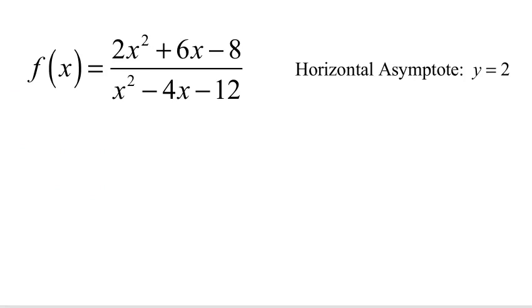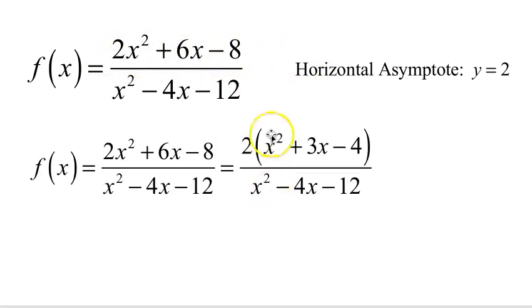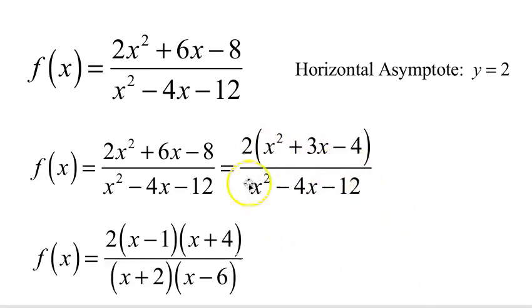Now, any more analysis is going to require me to factor. And you'll notice there's a common factor of 2 in the numerator. If I extract 2 from each of those three pieces, I will get 2 times x squared plus 3x minus 4. And that can be factored as well as the x squared minus 4x minus 12 can be factored. So what do we get there? x minus 1 times x plus 4 to give me x squared plus 3x minus 4. x plus 2 times x minus 6 to give me x squared minus 4x minus 12.